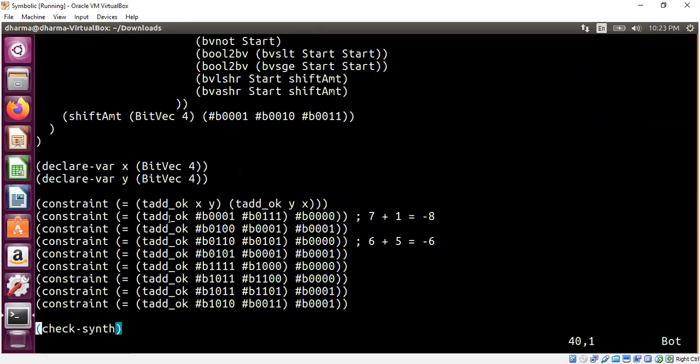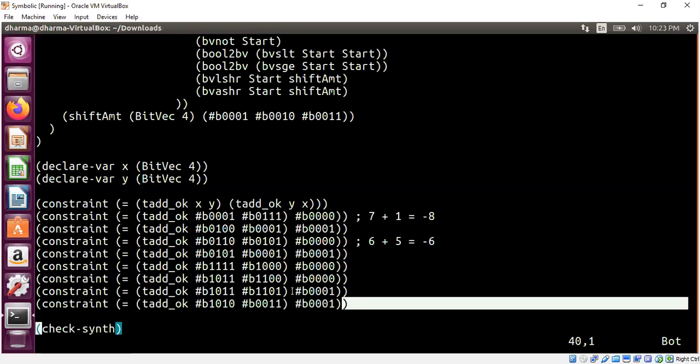For example, adding x and y is the same as adding y and x, commutative. The rest you're seeing: I'm adding 7 with 1, okay? So the answer is -8 in 4-bit representation. You can't represent 8 in 4-bit representation in 2's complement. So I put 0 wherever there is overflow, and I put 1 wherever there is no overflow, okay?